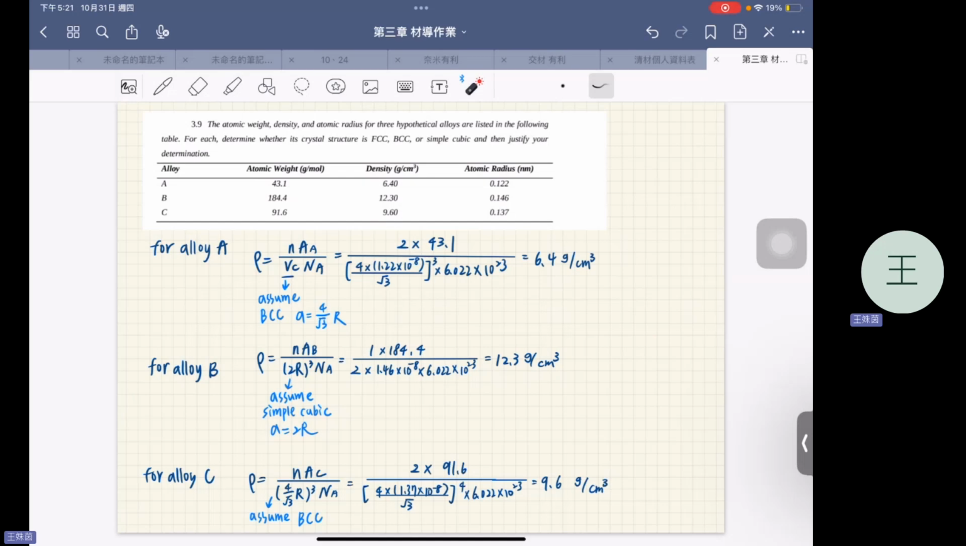And for alloy C, we can do the same thing. We assume it is BCC, n equals 2, and the equation a equals this thing, and we put the atomic radius inside, and 2, and the atomic weight, and finally we get the density equals 9.6, which fits the density here. So we know the final structure of alloy C is also BCC. This is how you do this kind of problem.